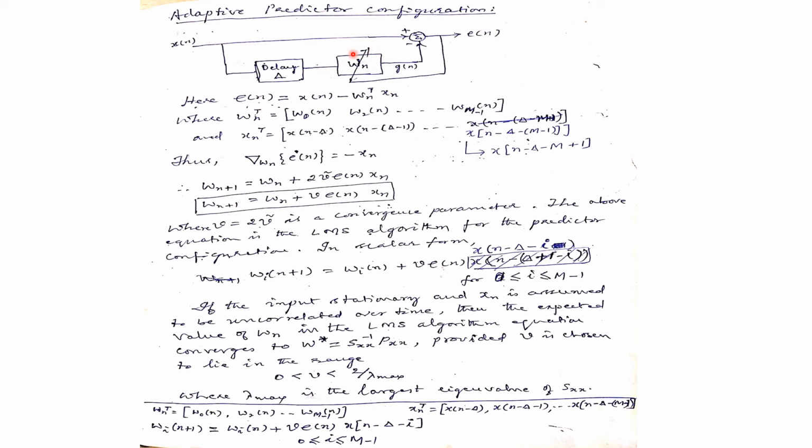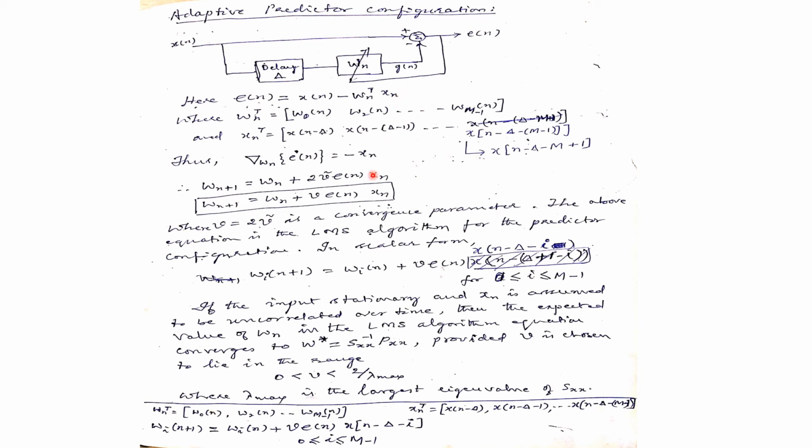Since the filter coefficients are changing with respect to time, this is fed back to the filter itself, indicating that Wn changes with respect to n. So you have the error signal, this x of n minus g of n. G of n is nothing but Wn transpose xn. We have already seen that, so I am using the same equation.